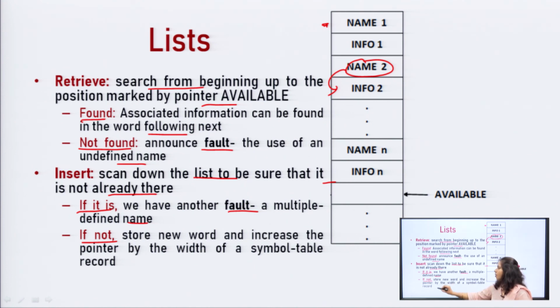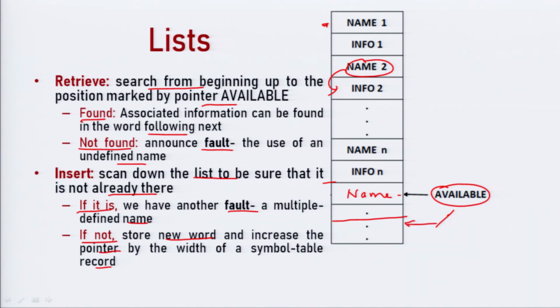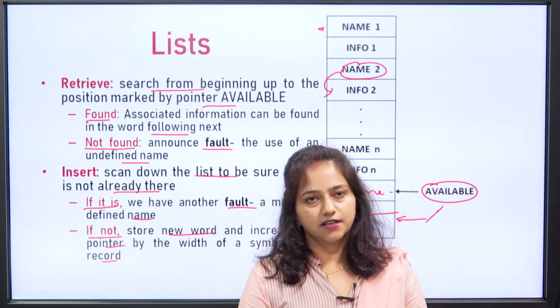Second, if the record is not available in the list, then we store the new record and increase the pointer by the width of the symbol table record. So, at the location marked by the available pointer, that particular name will be stored, and its associated information can also be stored in the subsequent phases. In that way we can insert the record, and now the available pointer will point to the next available location; it will be updated. So, this is about the two operations related to list, retrieve and insert.